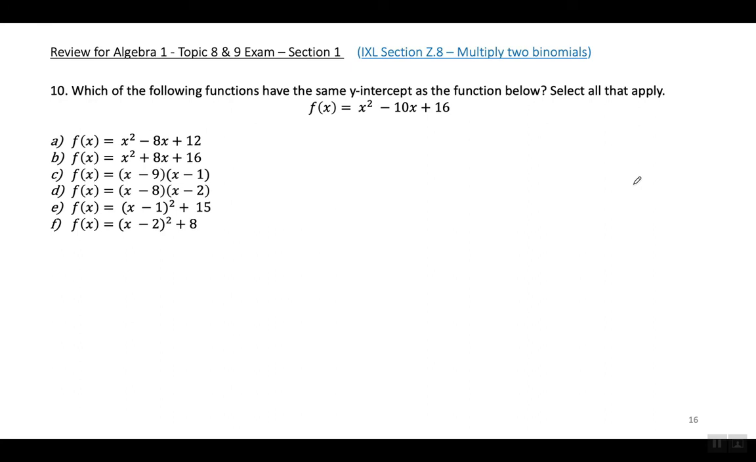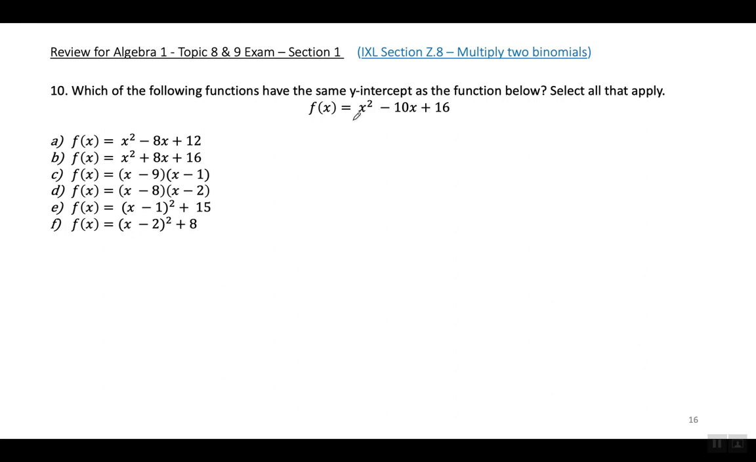Question number 10. Which of the following functions have the same y-intercept as the function below? Select all that apply. This has several correct answers, and it has quite a few traps that I'm going to point out to you. I'm imitating the same traps that are on the exam, so please listen to me so that you don't make the same mistakes.